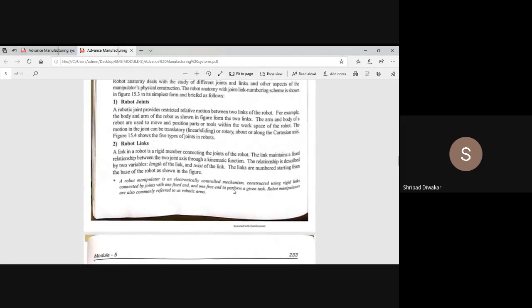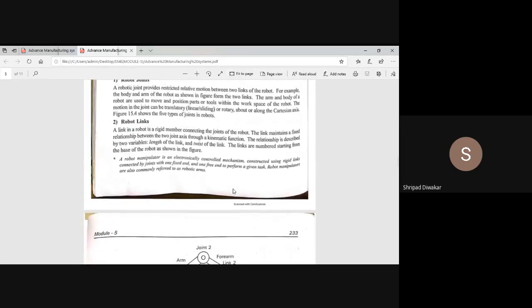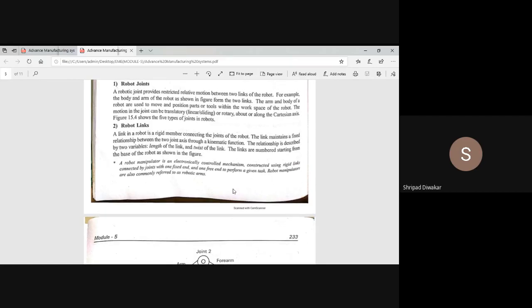Next, joints. The main function of the joint is to provide relative motion between the links of the robot. The main function of robotic joints is to provide restricted relative motion between the different links of the robot, okay.